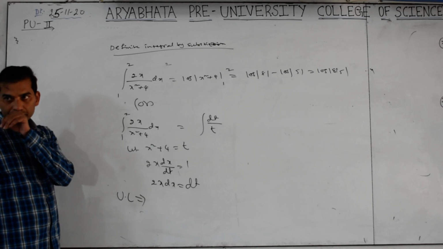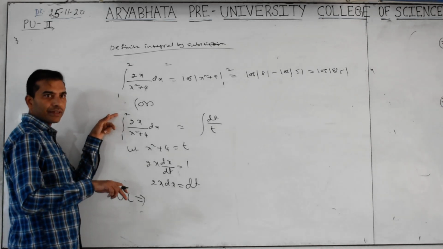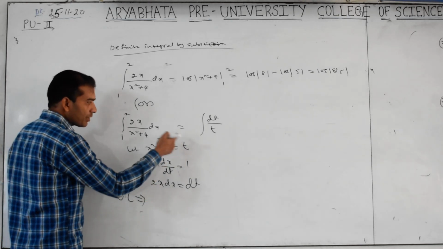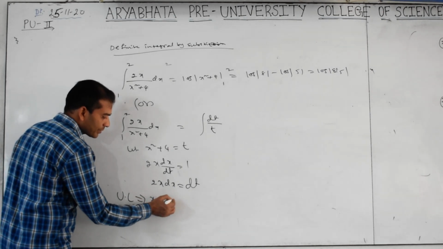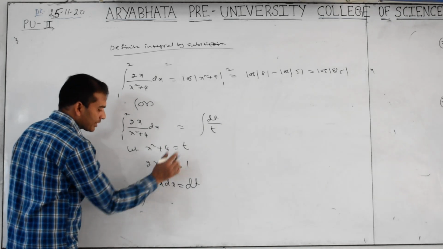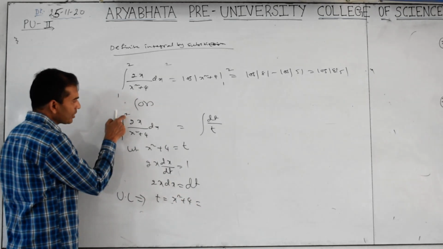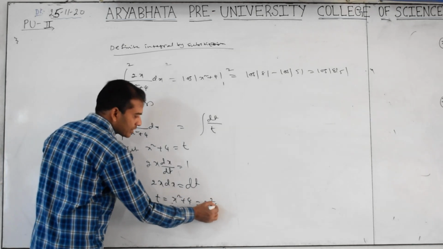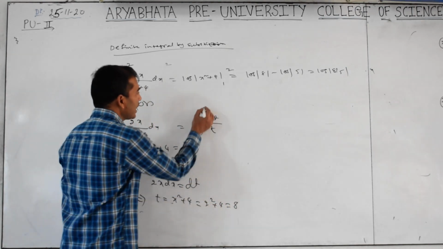Now I am going to find what is the upper limit here? 2. That is x or t? x. Upper limit x is equal to 2. Now we want it in terms of t. T is equal to x square plus 4. What is the upper limit? x is equal to 2. So substitute 2 here: 2 square plus 4, which is equal to 8. Therefore t upper limit is 8.